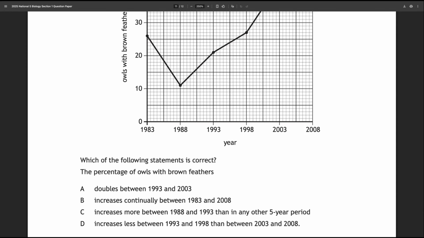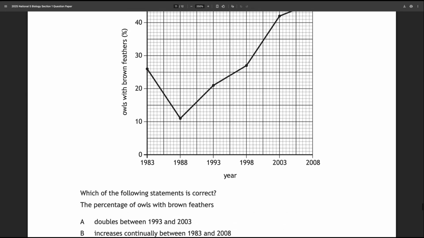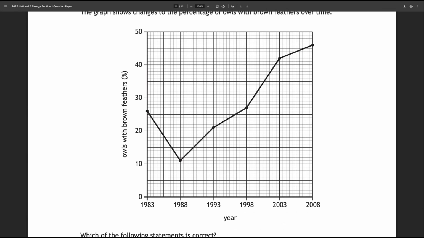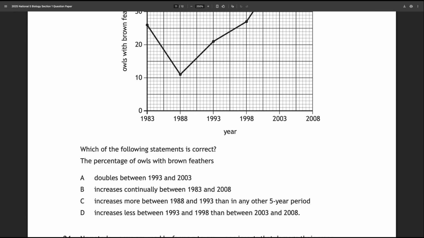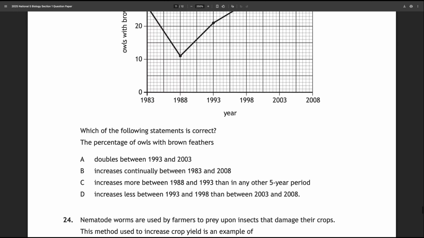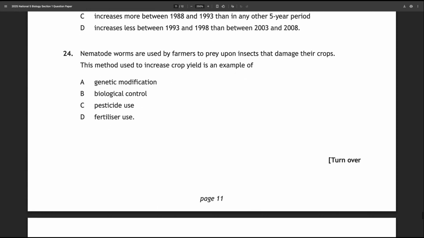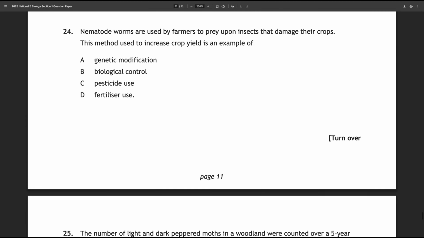And D increases less between 1993 and 1998 than it does between 2003 and 2008. So between 93 and 98, it goes up from 21 to 27, so that's an increase of 6. And between 2003 and 2008, it goes up from 42 to 46, so that's an increase of 4. So actually it increases more between 93 and 98 than it does between 2003 and 2008. So that one is definitely wrong as well. So the answer is definitely A. Although it seems like a lot more work, just ruling out those last 3 is a sensible approach in your exam.